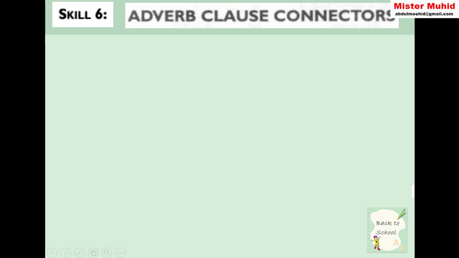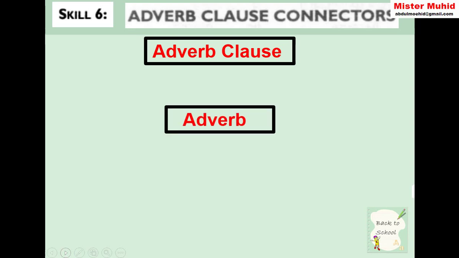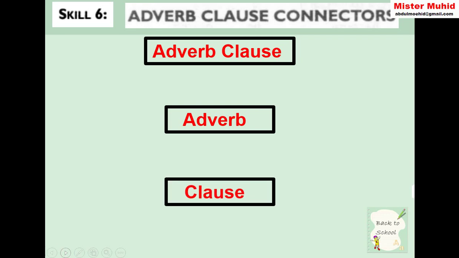Okay, now we come to skill 6, adverb clause connectors. Let me give it to you one by one. The first, adverb clause, consists of adverb and clause. So what is an adverb clause? Anybody knows? Can you guess? Adverb in bahasa Indonesia we say keterangan. Clause means klausa. It means keterangan klausa. Jadi suatu kalimat yang menunjukkan satu keterangan pada kalimat lainnya.